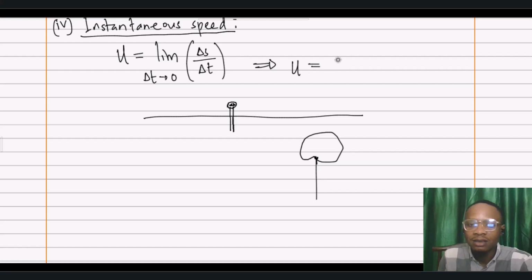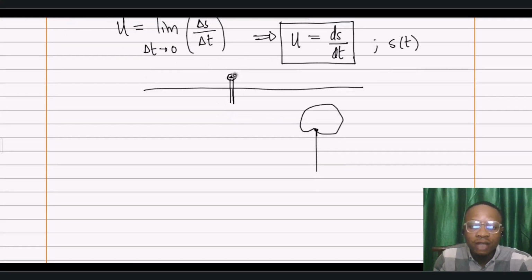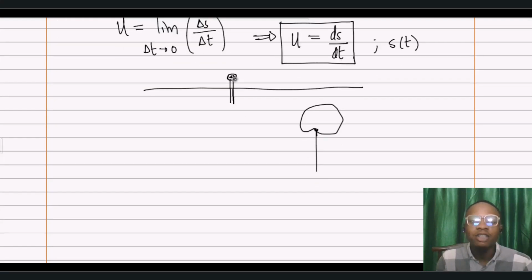We recognize that the instantaneous speed is actually just ds/dt, where s will be some function that tells us the distance traveled as a function of time. So if we know that, yes, we can use this expression if it tells us the distance traveled as a function of time. In this case, because the time interval is extremely small and nearly 0, the magnitude of the displacement will be equal to the distance traveled within that extremely short interval of time.